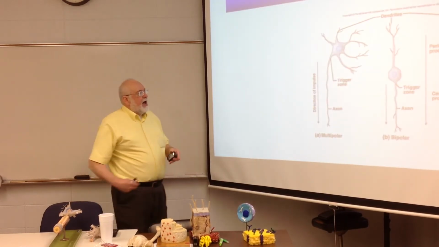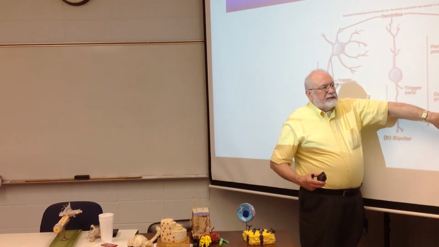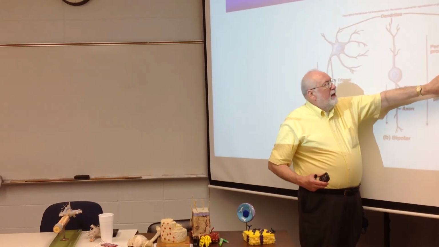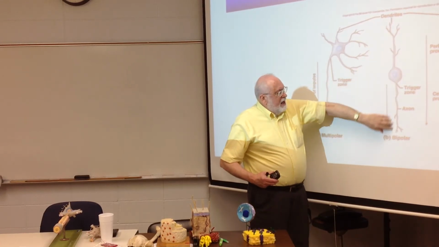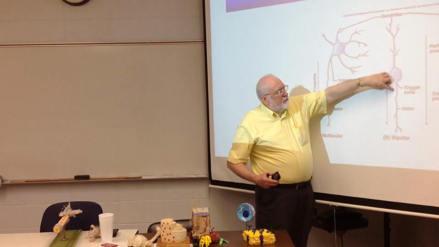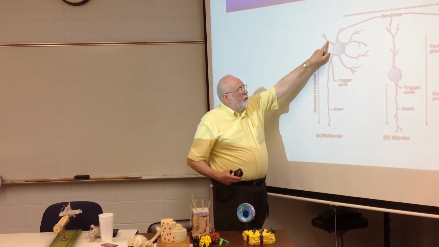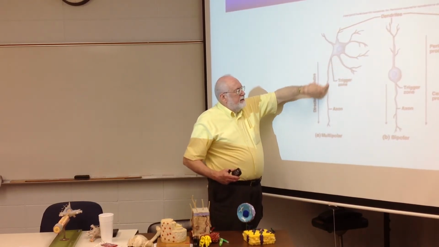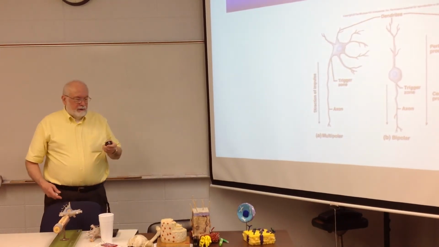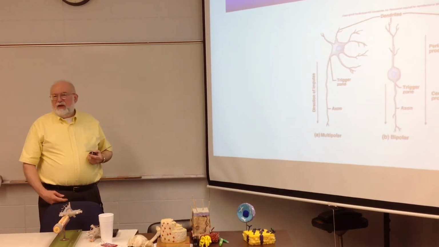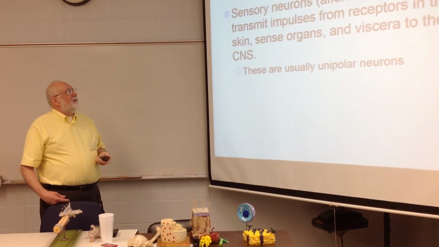And here's just a little diagram comparing them. Unipolar, you know, there's the single process, there's the cell body. All right, the trigger zone up here, the axon. Here is the bipolar with a single dendrite and a single axon. And then here we have the multipolar, multiple dendrites, and one axon. And there it is. Okay? Now, it's pretty simple, isn't it? You can't miss that. If everything were that simple.